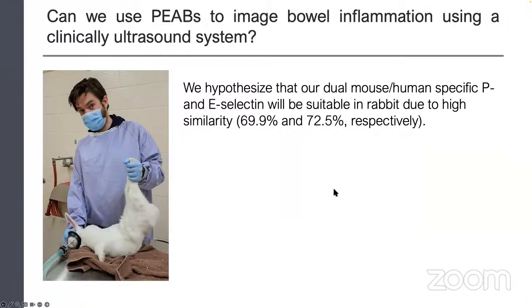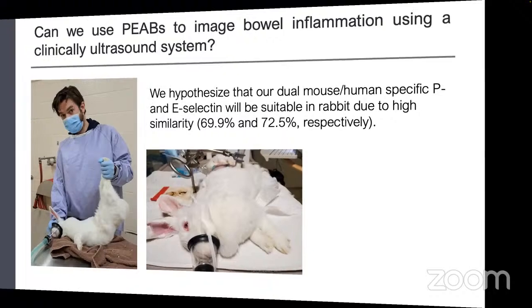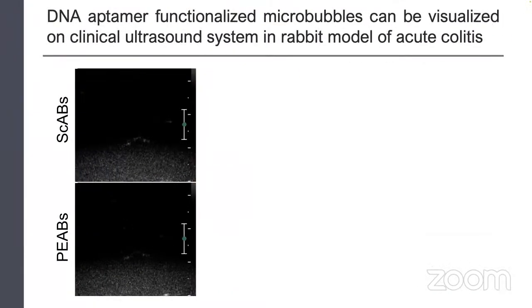And the first one that we took a look at was using rabbits. Now we thought that it would work because rabbit P and E selectin does have quite a high similarity to human and mouse P and E selectin. So we thought that it should work. And so what we did is we got some rabbits, we induced inflammatory bowel disease in them using our TNBS model, and then we imaged them with a Philips IU22 using a 12 megahertz transducer. It's a really old ultrasound system, but it actually works really nicely for this.